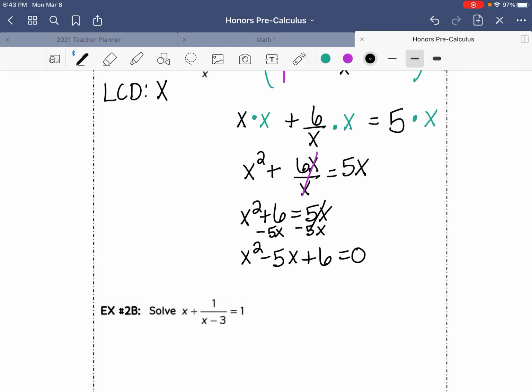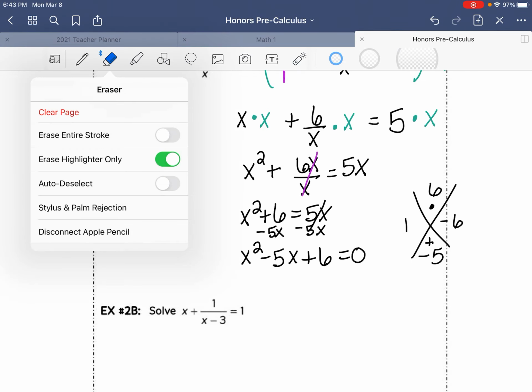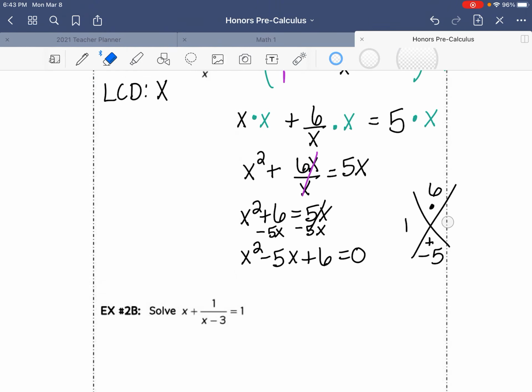All right, so we're going to figure out what I need to multiply to give me 6, but when I add together gives me negative 5. The most common thing that students jump right to is 1 and negative 6. Well, 1 times negative 6 is not going to give me a positive 6. So the other option is going to be 2 and 3. So we have negative 2 and negative 3. All right, so negative 2 and negative 3.